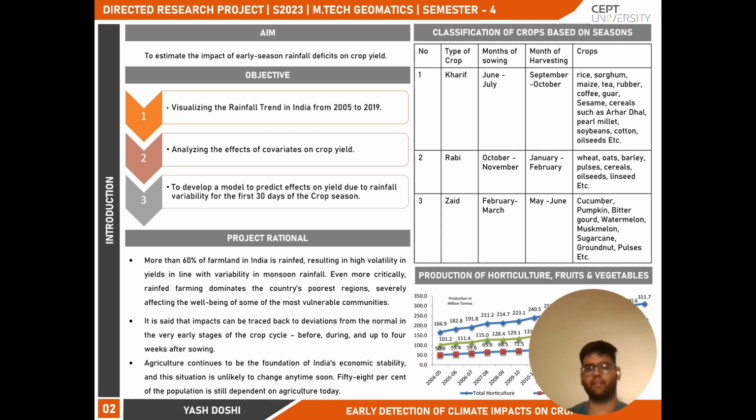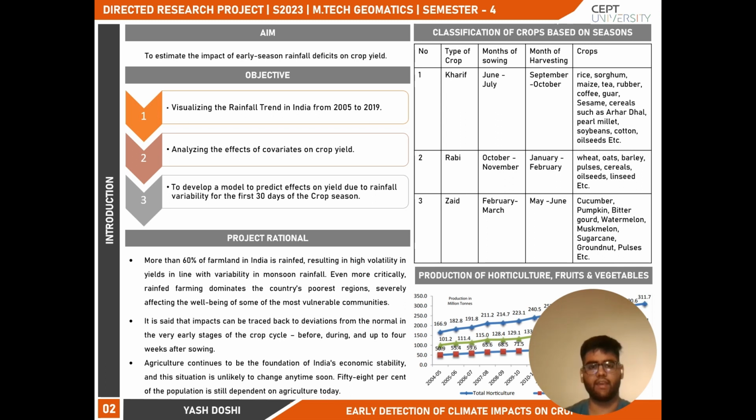As you know, in India there are three types of crop season: Kharif, Rabi, and Zaid, which depend on the month of sowing and the month of harvesting, and the different types of crops which grow in that particular period.